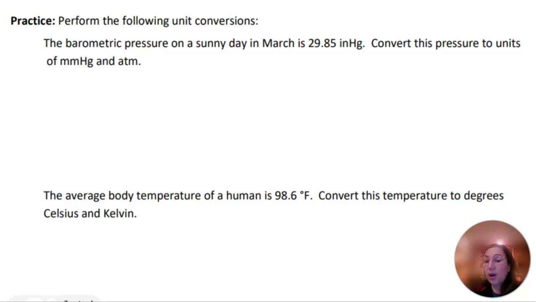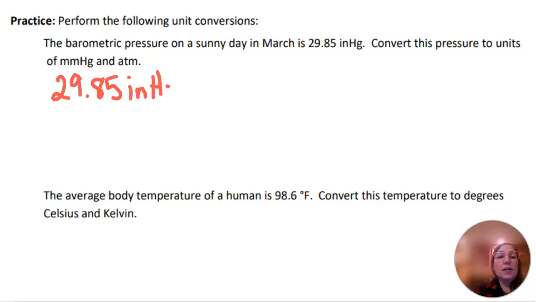Okay, let's just try some unit conversions with these variables. The barometric pressure on a sunny day in March is 29.85 inches of mercury. Convert this pressure to units of millimeters of mercury and ATMs. Okay, so let's just write down our known. We know 29.85 inches of mercury. That's a known, and we'll just put that over 1.